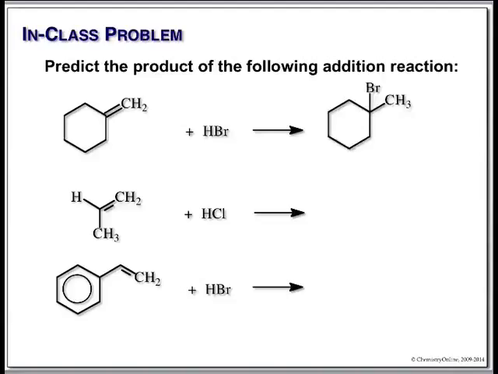And our second problem here, this is a primary carbon, this is a secondary, our intermediate will be the secondary carbocation. Chlorine will add to this carbon, and we will get 2-chloropropane.